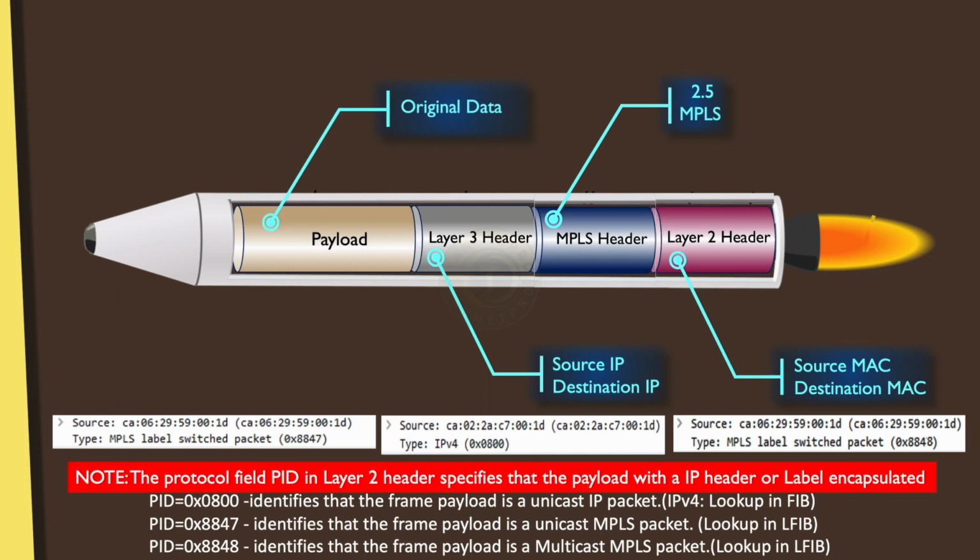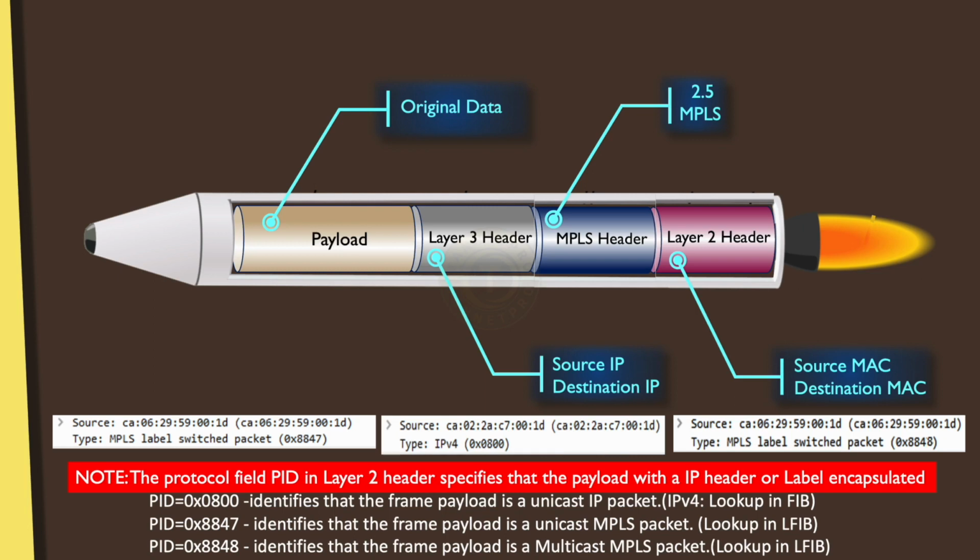So what is this value? If the PID is 0x0800, in that case it is a unicast IP packet. And if the value is 8847, in that case this is a unicast MPLS packet.